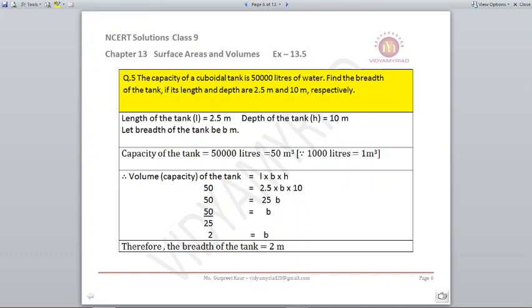Now capacity is given in liters. So we know that for 1 meter cube there are 1000 liters. So 50,000 liters means it will be 50 meter cube. So let us put it in the formula of the volume of the tank, which is L into B into H. That is 50 is equal to 2.5 into B into 10. Your B comes out to be 2 meters.